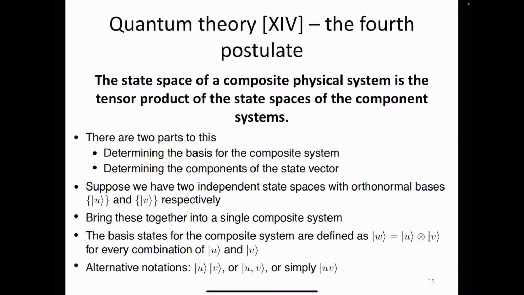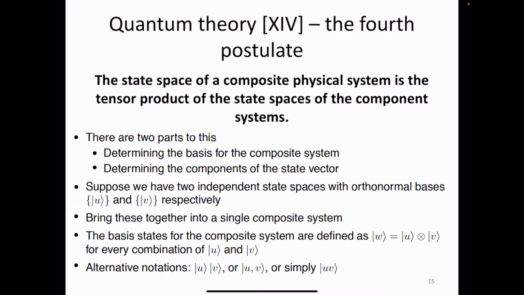And the fourth and last postulate in quantum theory is that the state space of a composite physical system is the tensor product of the state spaces of the component systems. What does that mean? There are two parts to this: determining the basis for the composite system and determining the components of the state vector. Assuming we have two independent state spaces with orthonormal bases, given here by states u and v, then we bring this together to form a single composite system.